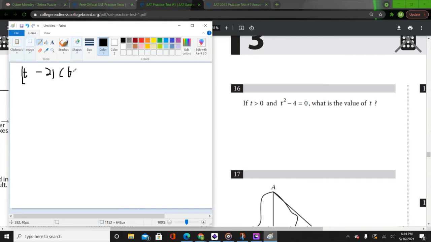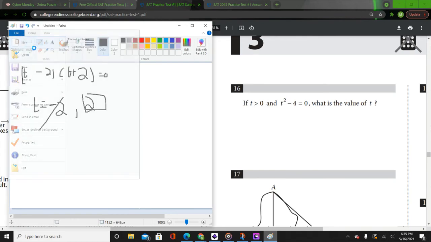do just difference of two perfect squares, because difference of two perfect squares is very useful. Equals 0. So we get T is equal to negative 2, which we can't use, but we can use 2, and that's our answer. T is equal to 2. Yep, that was really quick and easy.